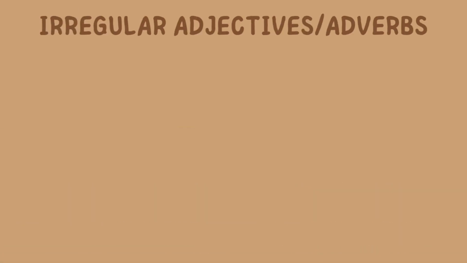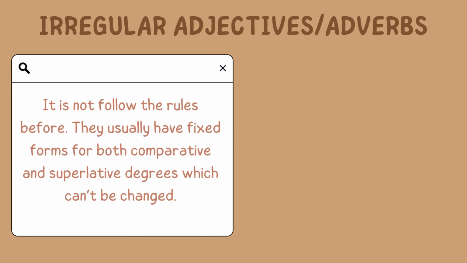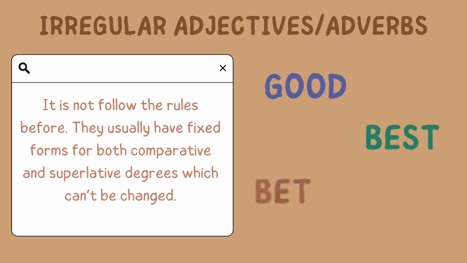Irregular adjectives or adverbs do not follow the rules before. They usually have fixed forms for both comparative and superlative degrees, which can't be changed. For example, good, better, and best.